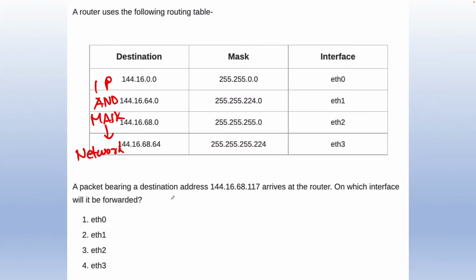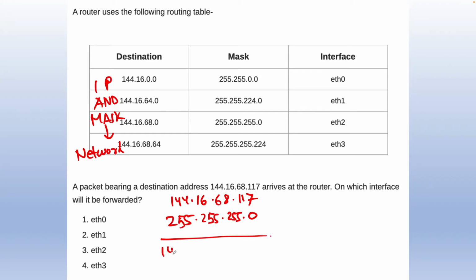So we will again do the same thing, that is 144.16.68.117, and when we AND it with 255.255.255.0, we will arrive at 144.16.68.0. This one also matches, this one also matches, this one also matches. Now we have to check only one option, that is this one, right?